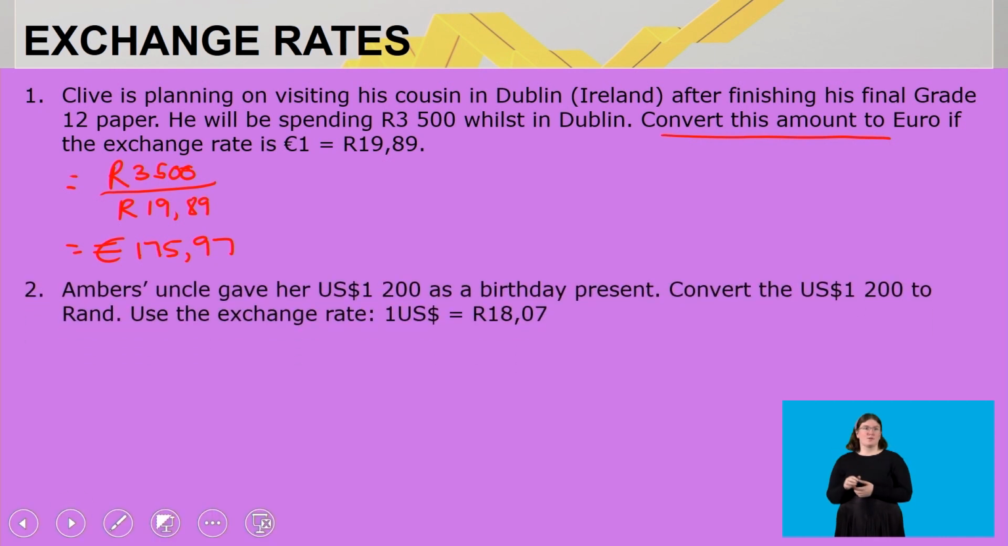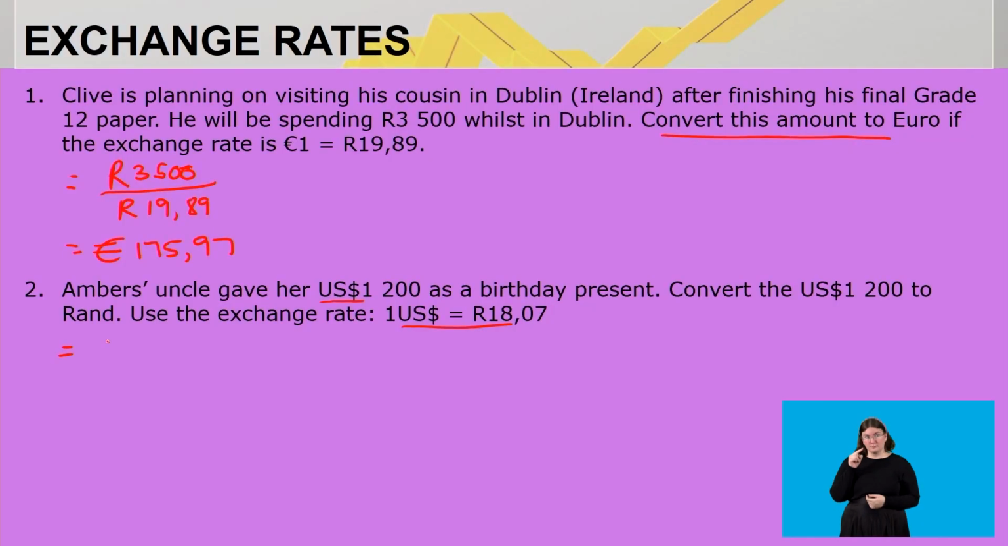Right, question number 2. Amber's uncle gave her 1,200 US dollars, American dollars, as a birthday present. Convert this 1,200 US dollars to rand. Use the exchange rate 1 US dollar equals 18 rand and 7 cents. Okay, so I would like you to ask yourself this: when you come with this amount to South Africa, will it be worth more or worth less? As we can see, the US dollar is much stronger, 18 times. So therefore, I will multiply in this case, right?